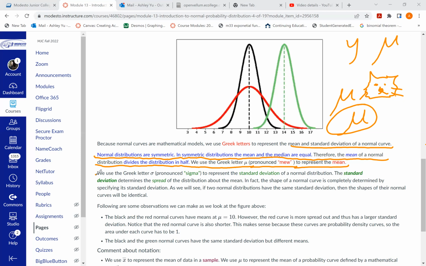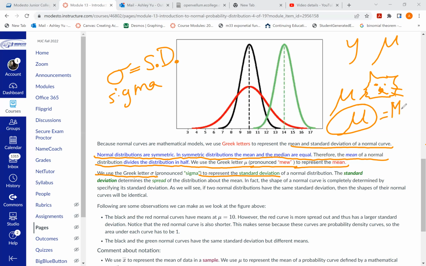Anyway, we use the Greek letter pronounced sigma to represent the standard deviation. That makes sense. Standard deviation starts with the S. Sigma is a Greek letter that starts with the S.